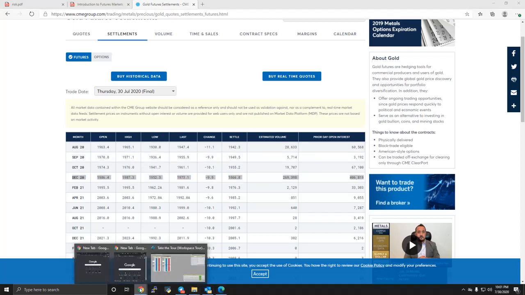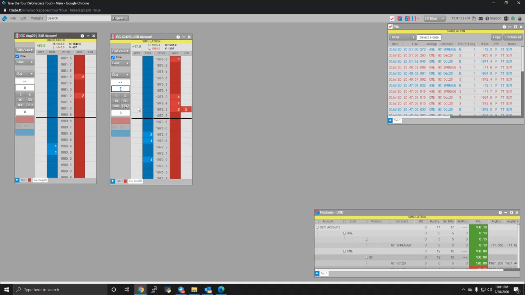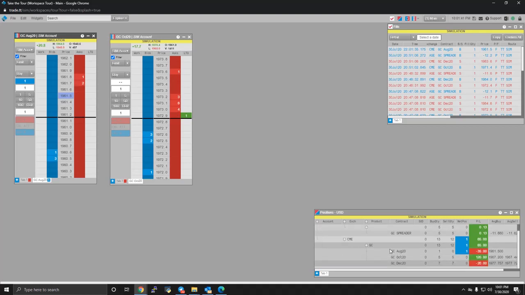So back to TT here, we are looking at our two markets, and we're going to demonstrate what it would look like for a trader who is long a GC gold August 2020 contract. So we're going to buy a contract, and I'm going to look at my positions, and I see that I am net long one contract here. And if I look further into my positions, it is a GC August 2020 contract that I am net long.